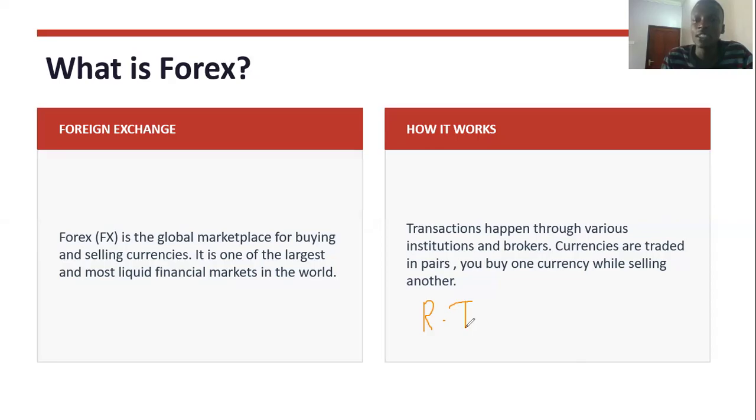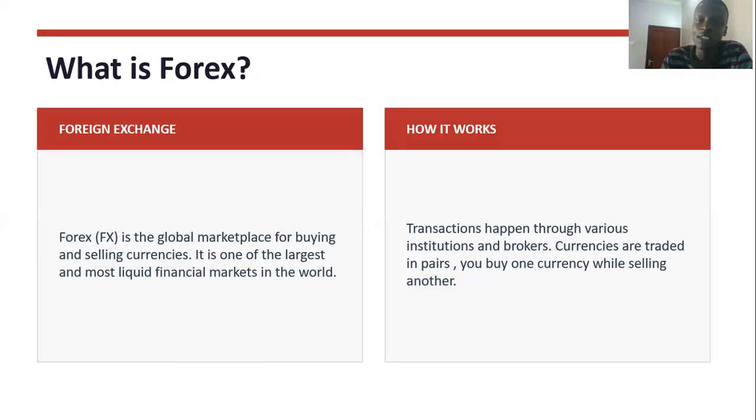So here, how it works is that transactions happen through various institutions and brokers. Who's a broker? A broker is a middleman between you and the market. They connect you to the market. We shall see the various types of brokers. So that's how forex mainly works, due to the participation of various people and the brokers who connect you to the market. And at the end of the day, currencies are traded in pairs.